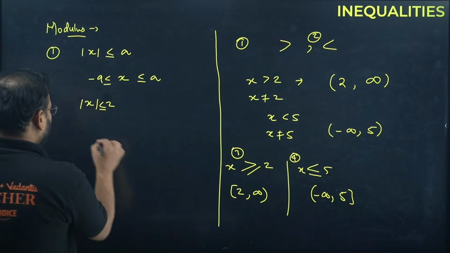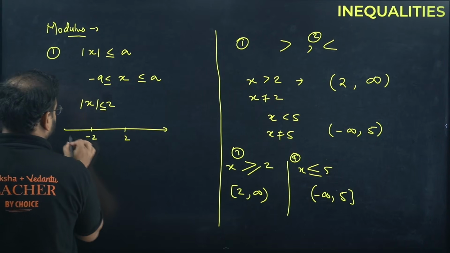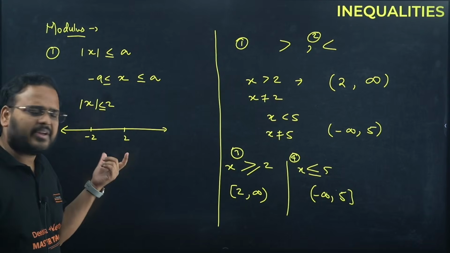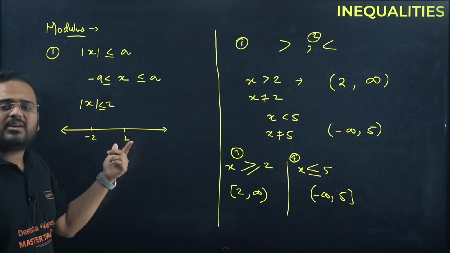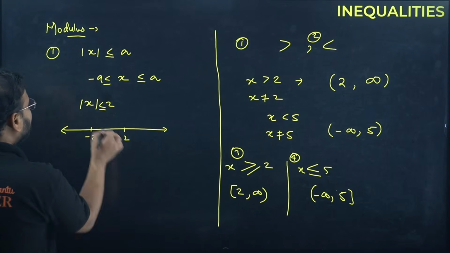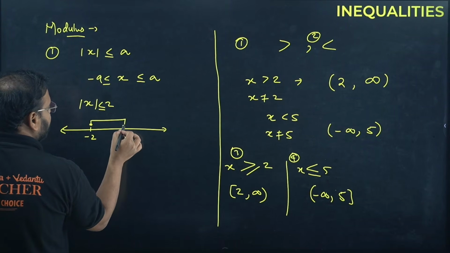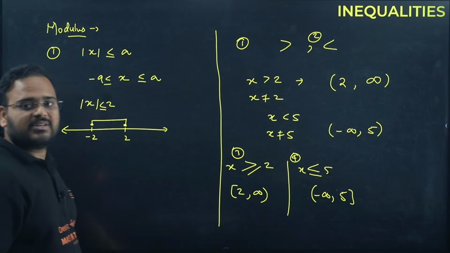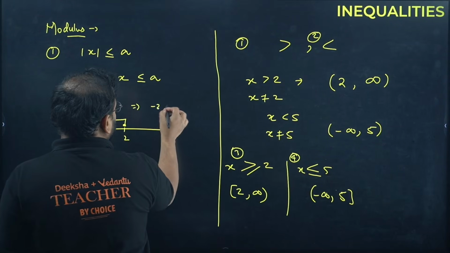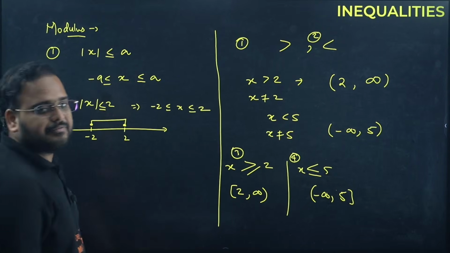Okay. So if I want to show you, check here. This is minus 2. This is 2. If I take a number on this side, I can take minus 3, put in the modulus, it'll become 3. Is 3 less than 2? No. It means that this also represents this relation. Both inclusive, we're going to put darkened circles here. Means answer is minus 2 to 2 again. This also represents that minus 2 is less than or equal to x is less than or equal to 2. This is the first condition.